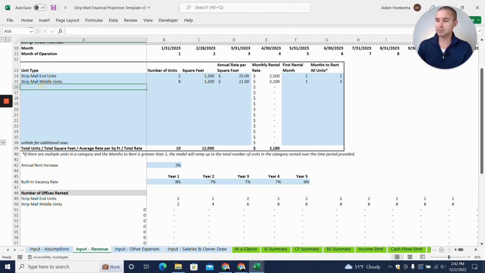Now you can enter in the first month that these units will be rented. If you wanted to, you could put in individual units. So if, let's say you had 10 different units, all of different square footage or different rent rates, you could add those in here individually.